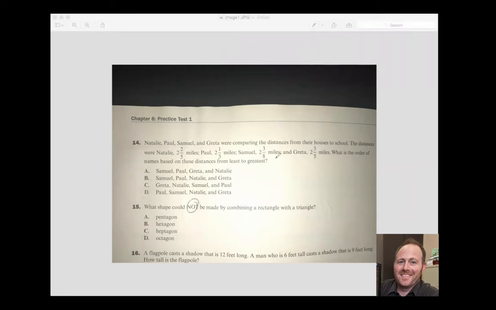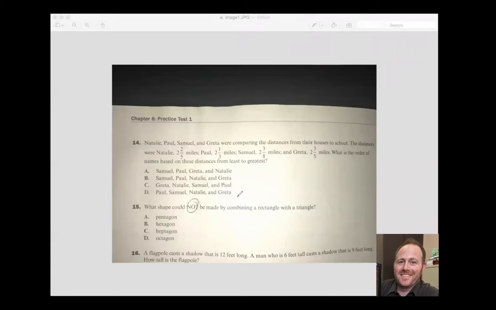All right. So I'm looking at the answers first, and I'm noticing two themes here, or two similar answers. One, I'm noticing that A and B both start with Samuel and Paul. Look, I'm noticing some themes here. And then at the end, I'm noticing Natalie and Greta. So if you remember what I talk about in my workshops at length, one of the mental checklist items is to look for those similar answers.